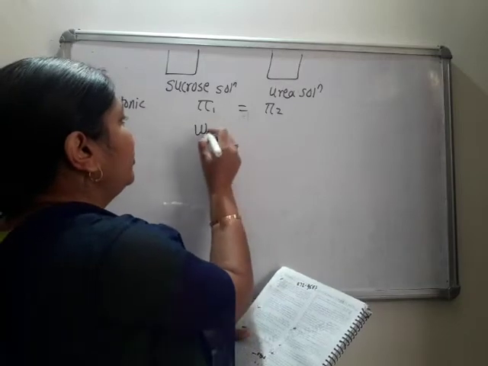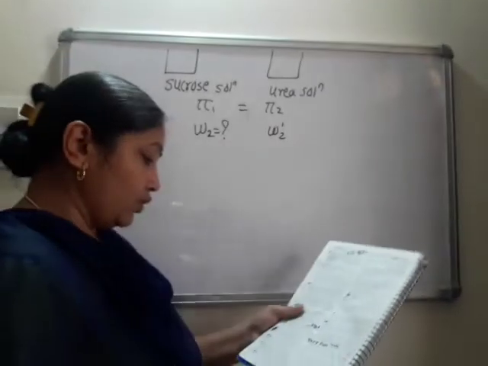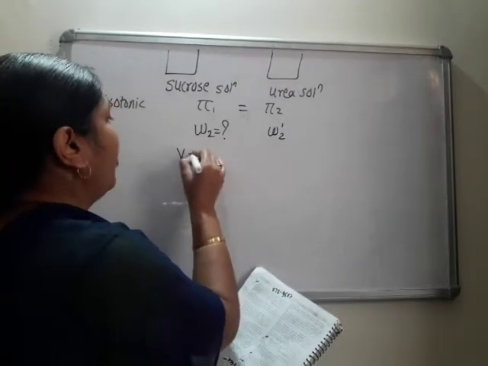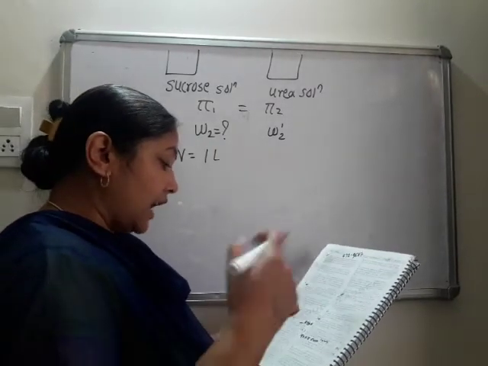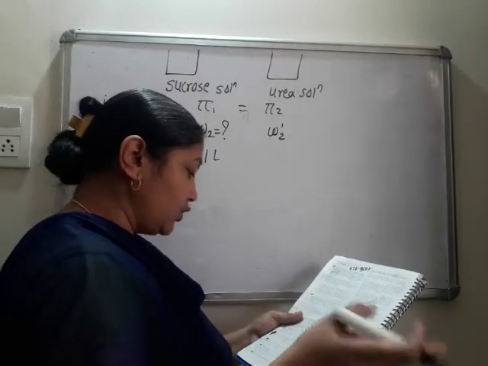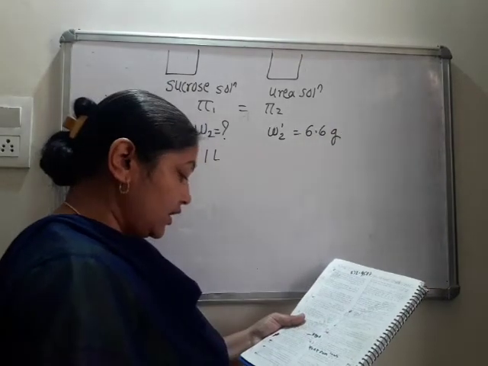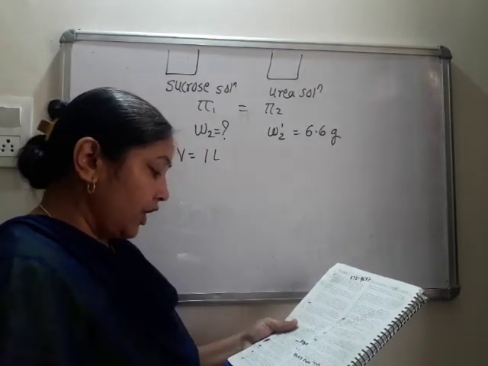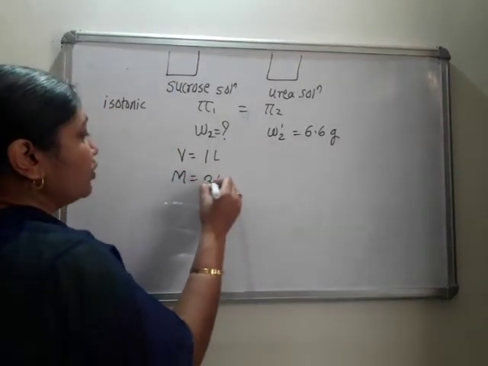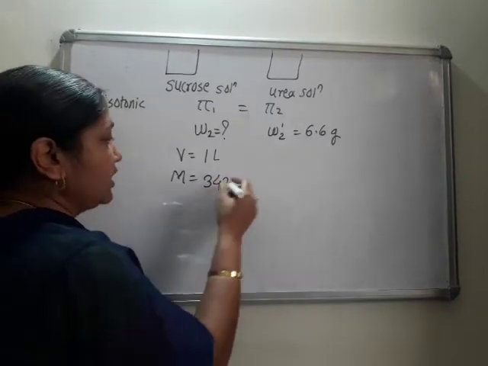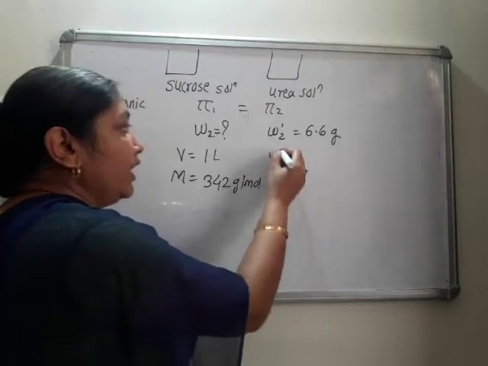This is W2 and this is W2 dash. What is the mass of sucrose in 1 liter of solution? Volume given is 1 liter. V is equal to 1 liter, which is isotonic with 6.6 into 10 raised to minus 3 kg of urea. So W2 dash is 6.6 gram of urea. The molar mass of sucrose, C12H22O11, is 342 gram per mole.